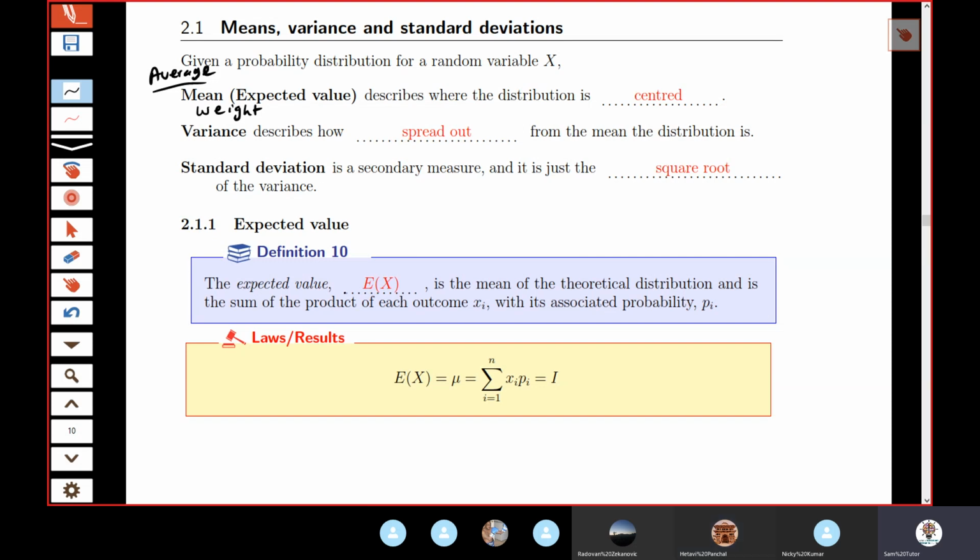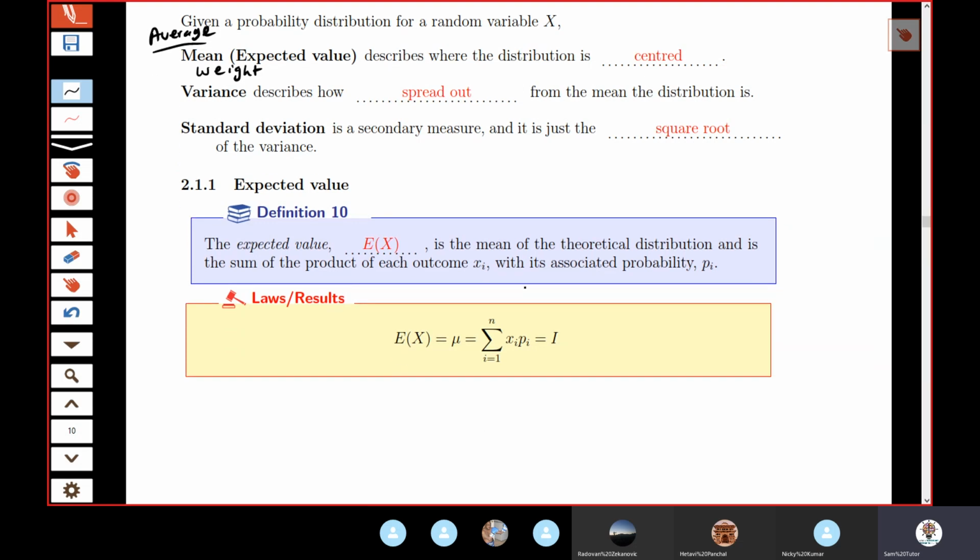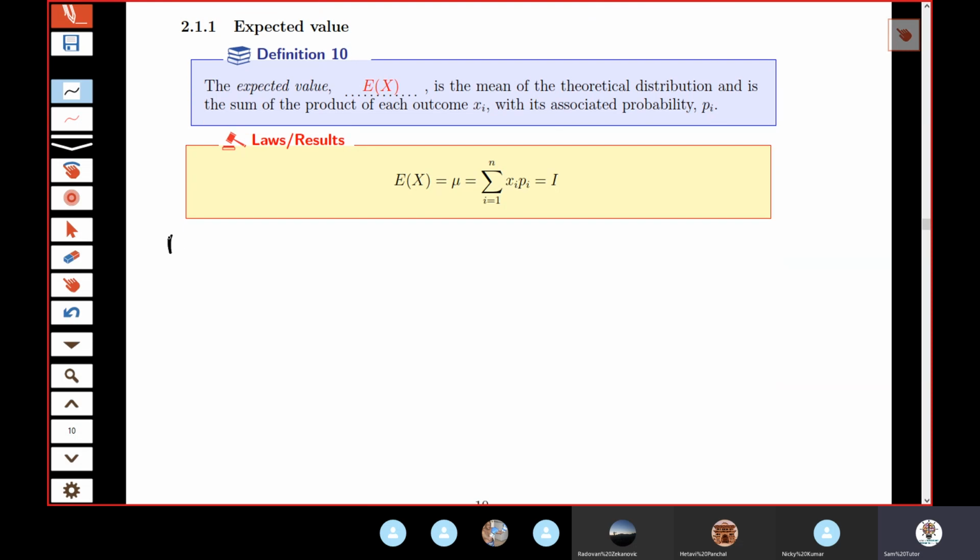Okay, so the expected value, E of x, is the mean of the theoretical distribution and is the sum of the product of each outcome with its associated probability. Again, sounds fancy, but I'll make it very simple for you guys. So the expected value of x is also represented by the letter mu, that's how we say this, mu. And it is the sum of your x's, x multiplied by the probability of your x.